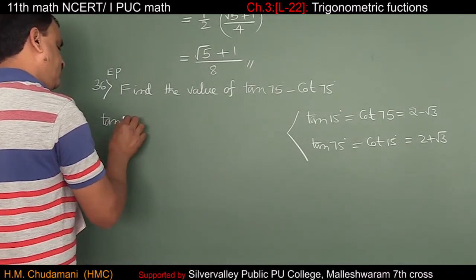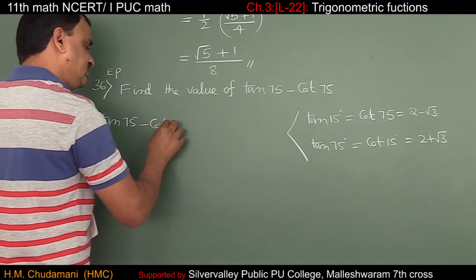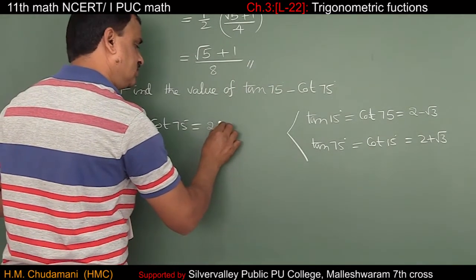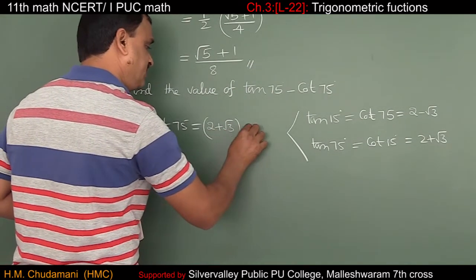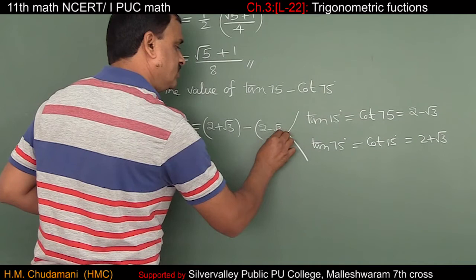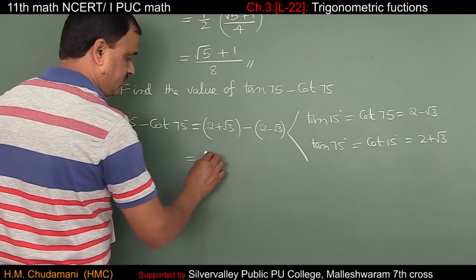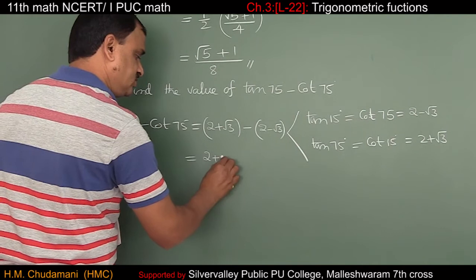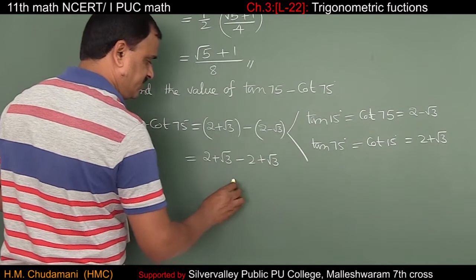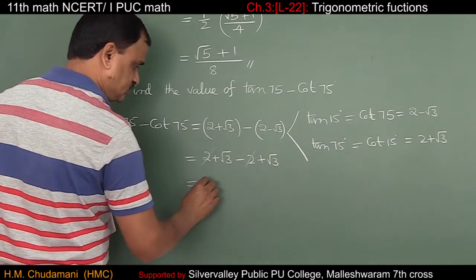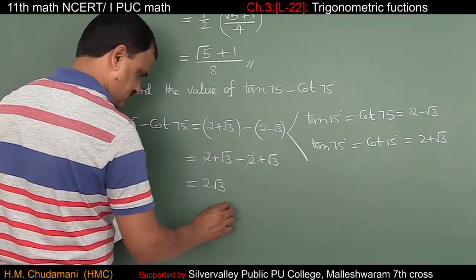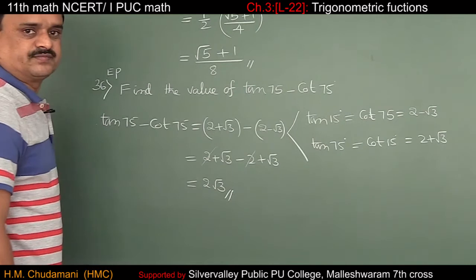tan 75 minus cot 75 is equal to tan 75, which is nothing but 2 plus root 3, minus cot 75, which is 2 minus root 3. That is equal to, removing the bracket, 2 plus root 3 minus 2 plus root 3. So now the 2 gets cancelled. 2 root 3 is the answer. Okay.